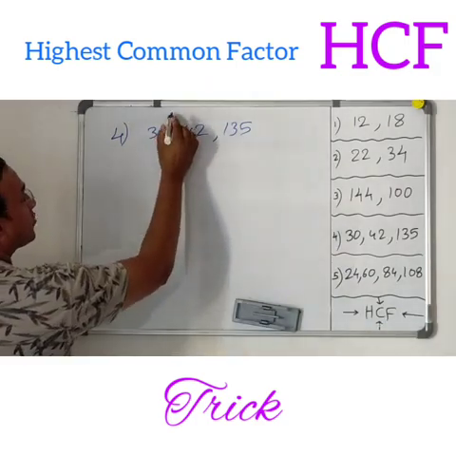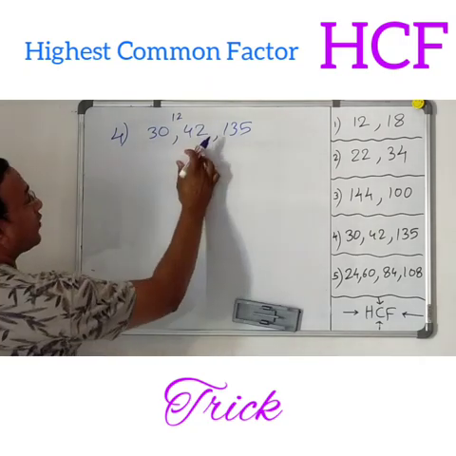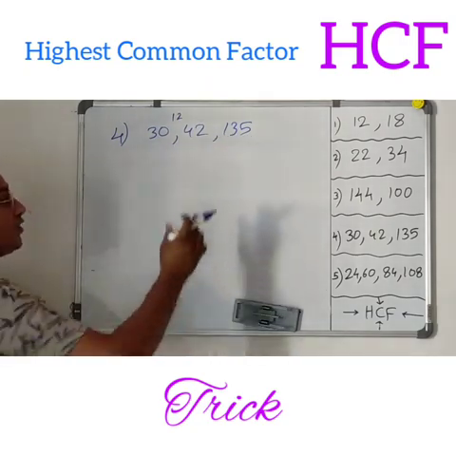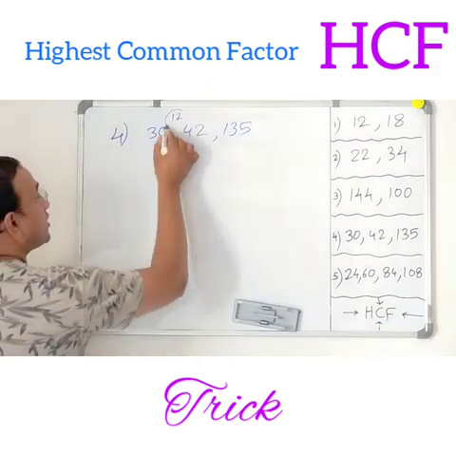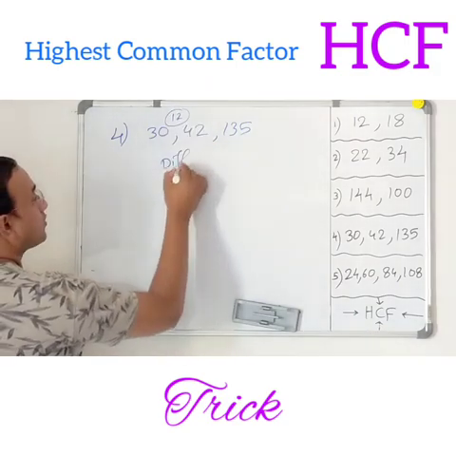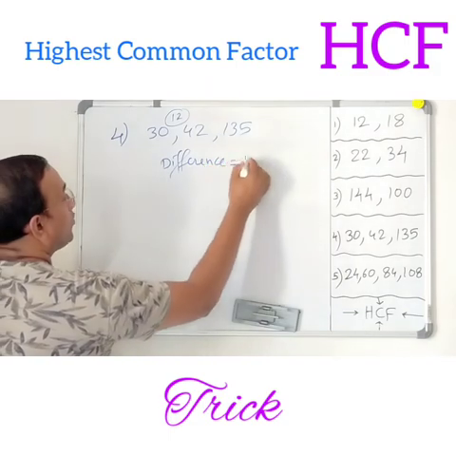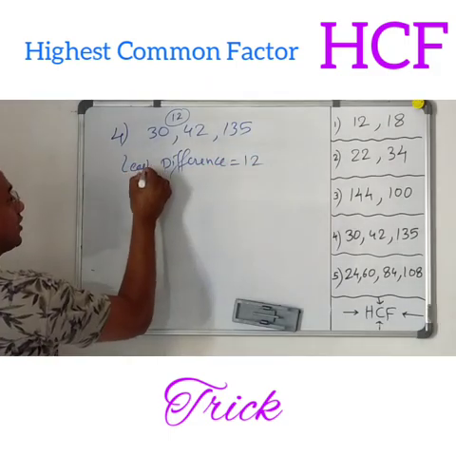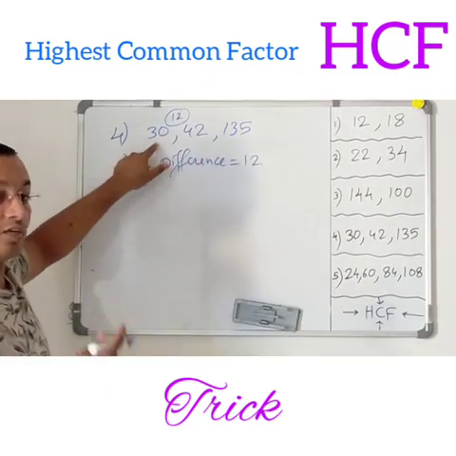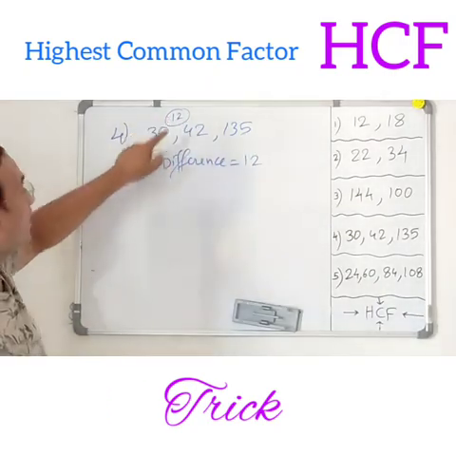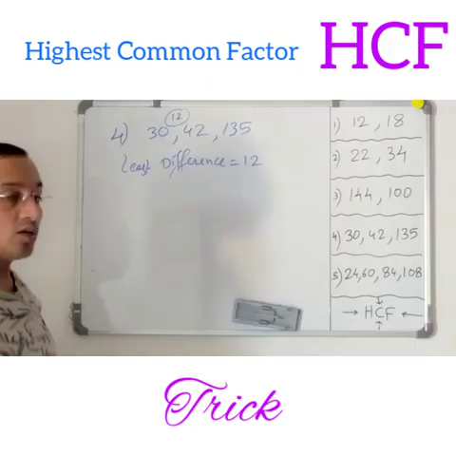The difference between these 2 is 12, and the difference between these 2 is bigger, and the difference between 30 and 135 is also bigger. So what is the least, friends? This is the least. So what is the difference here? 12. Which difference must you take, friends? The least difference. That is between these 2, 12. Between these 2 it is the highest. Between these 2 it will be a still bigger difference. So I am taking the least difference, that is nothing but 12.